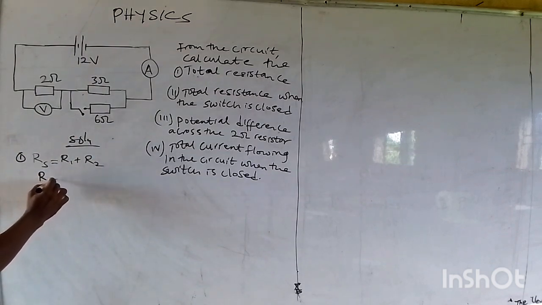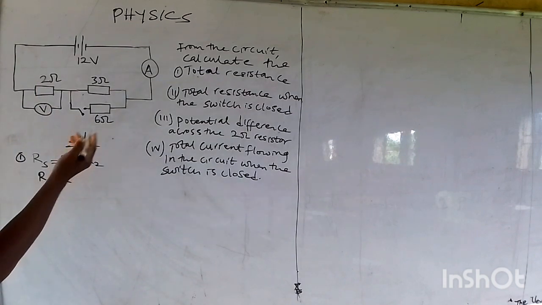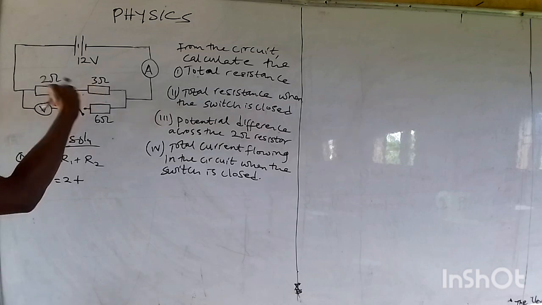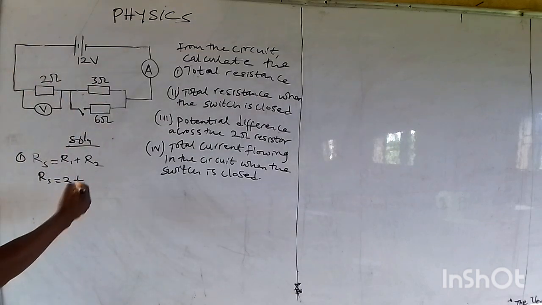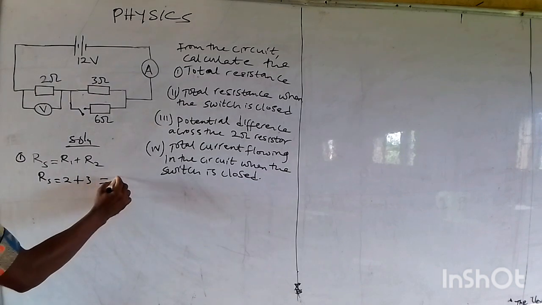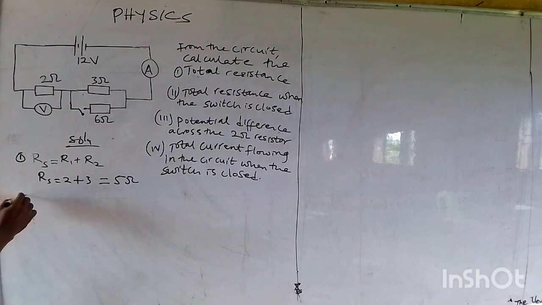Resistance in series is equal to R1, which is 2, plus R2. We can take any of them first, it doesn't matter. So R2 is 3. Therefore, the total resistance in series is equal to 5 ohms.